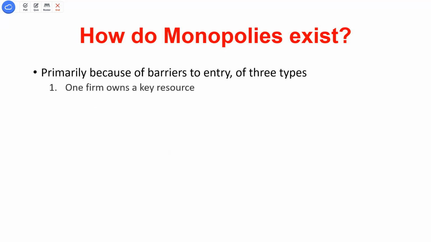So how do they exist? We've got three really different types. One is a firm owns a key resource, right? You can think about this as who has a monopoly in the market.